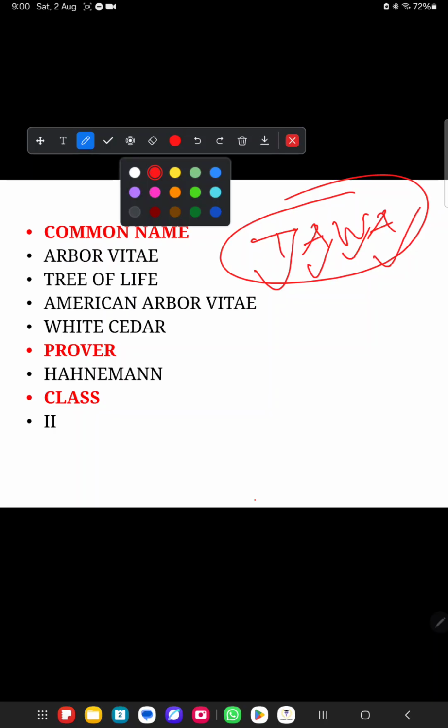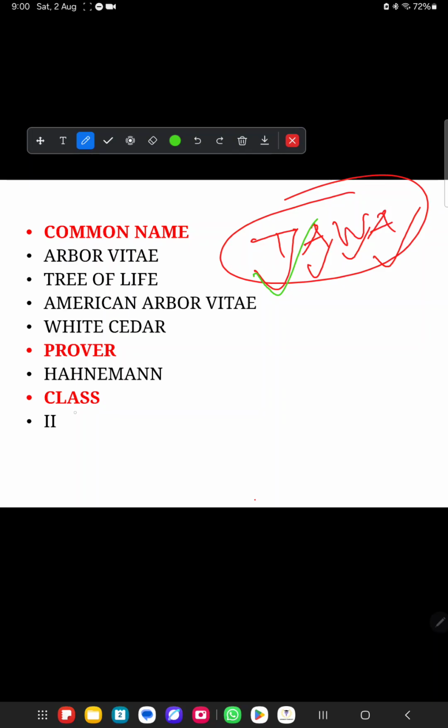Many times the question comes: what is the other name of Thuja? What is another name of Thuja? Either in the options, what will it be? White cedar is the common name of which medicine? In the options you will find Thuja, Lycopodium, Medorinum. It can be anything in the options. But if you know white cedar is the common name of Thuja, you will remember. So just try to remember this mnemonic TAWA, okay.